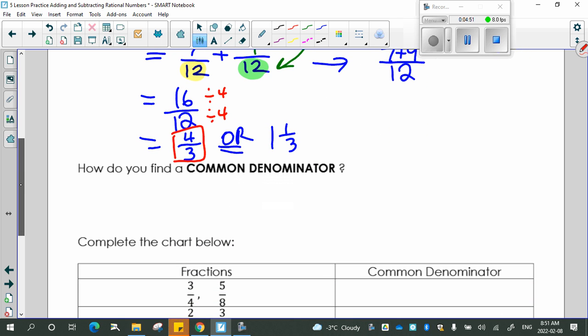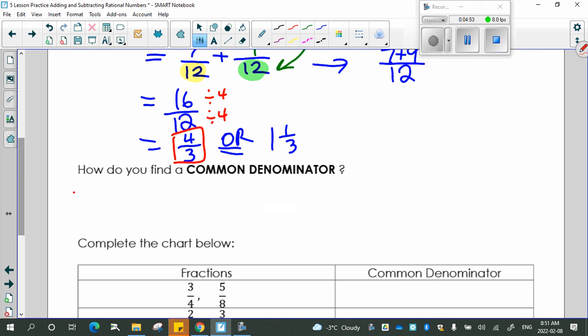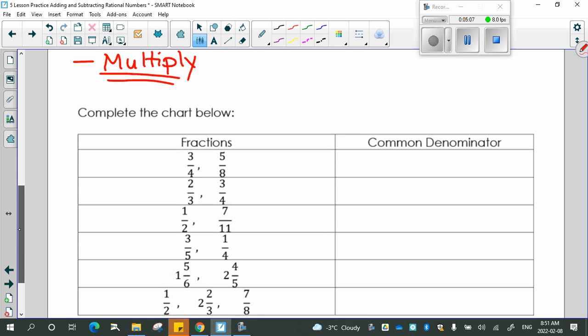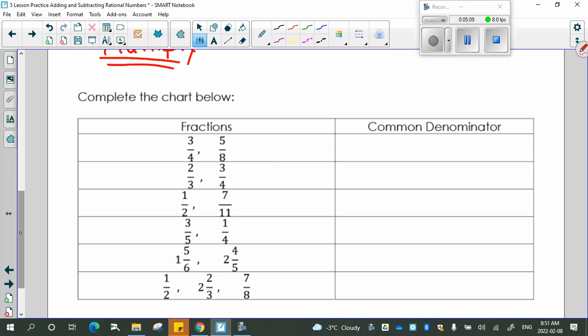Now we're just going to look at finding a common denominator. And the key word here is multiply. So we never find a common denominator by adding, okay? It's always multiplicative, multiply related. All I want you to do is look at the denominators and figure out the common denominator here. Don't worry about the numerators for now. We just want to know what the common denominator is.